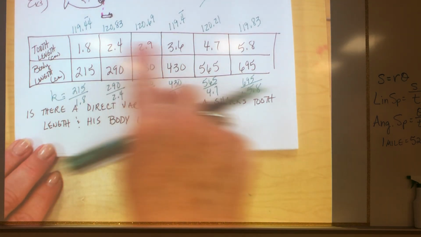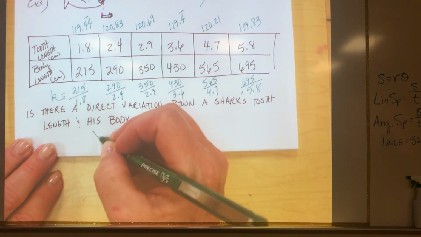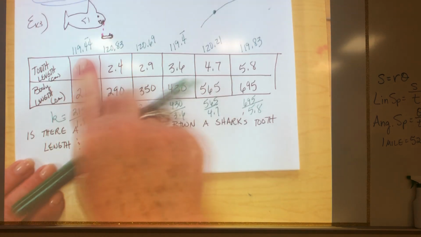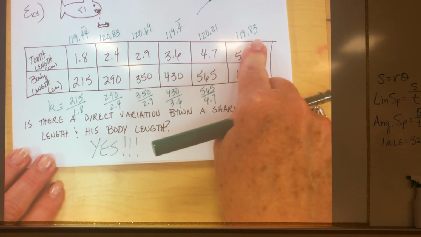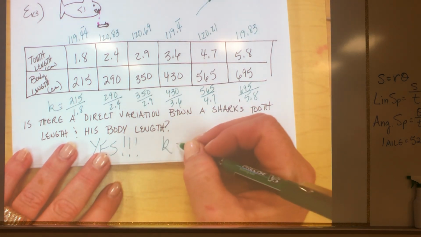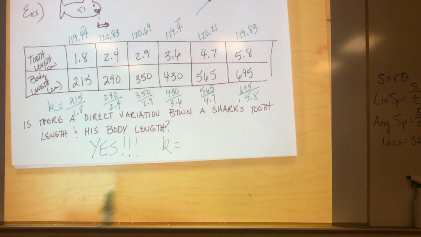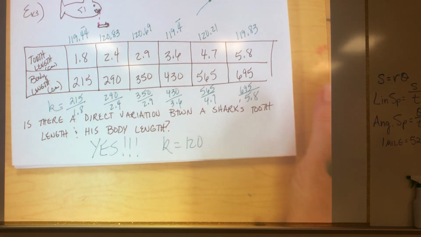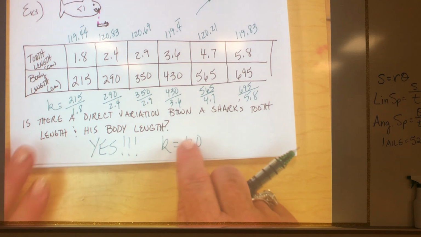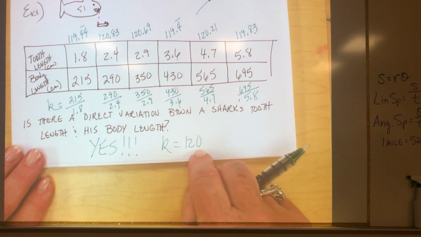So, is this a direct variation? Yes. Yes, people, look at those numbers. Are they so close to each other? Yes, they're so close. If I said, hey, people, what do you think k is? Shout it out to me right now. What do you say? Just look at it and go, I think it's this. Thank you very much. 120. I got that wrong, didn't I? Sorry. All right, 120. Constant of variation.